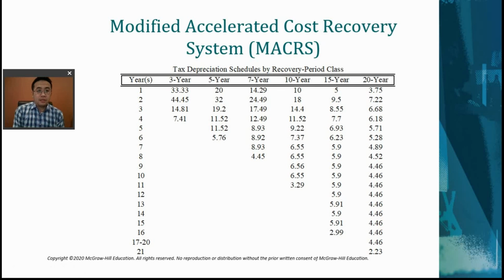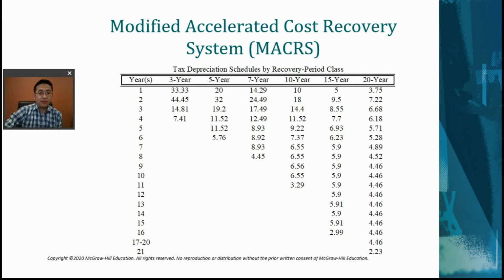The next topic is the modified accelerated cost recovery system, or MACRS. It is a depreciation system designed by the Internal Revenue Service, or the IRS. So basically, if the firm adopts this system, they don't have the freedom to define the ending book value by themselves. The IRS will make the number for you.